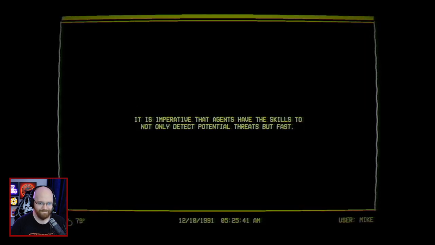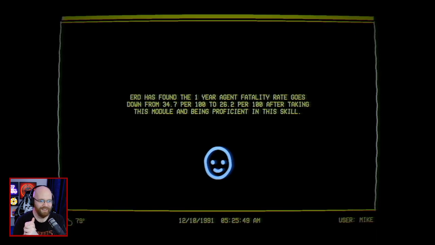It is imperative that agents have the skills to not only detect potential threats but fast. Alright, this is already more like it. ERD has found the one-year agent fatality rate goes down from 34.7 per 100 to 26.2 per 100 after taking this module and being proficient in this skill. Oh, Jesus.